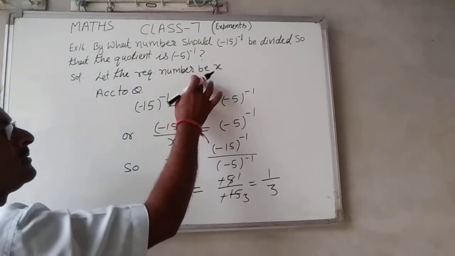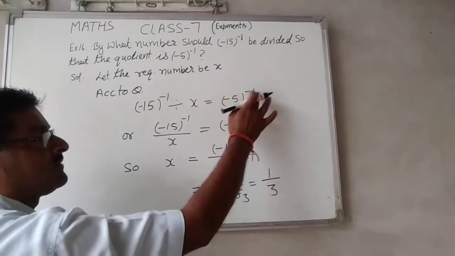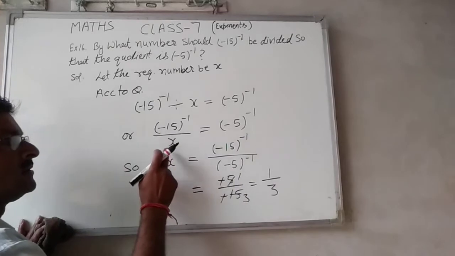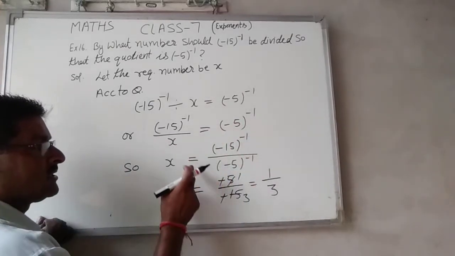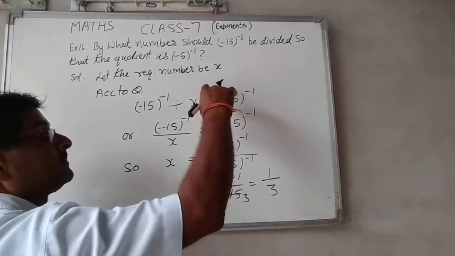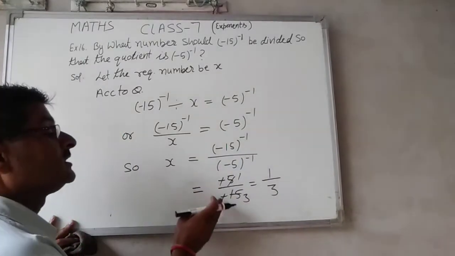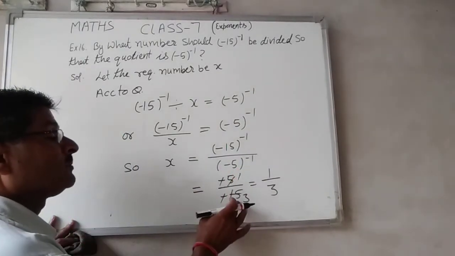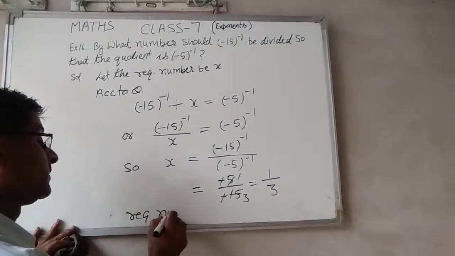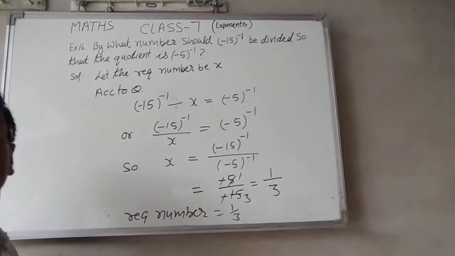We can let the number to be found be x. So divide this one by x to get minus 5 to the power minus 1. Then x is equal to minus 5 to the power minus 1 divided by this number. To make the exponent positive, minus 5 goes in the numerator and minus 15 goes in the denominator. Minus cancels minus, and 5 cancels into 15, giving 1 upon 3. So the required number is equal to 1 upon 3.